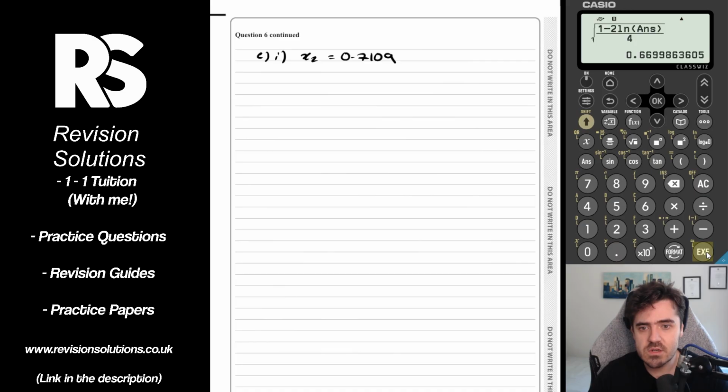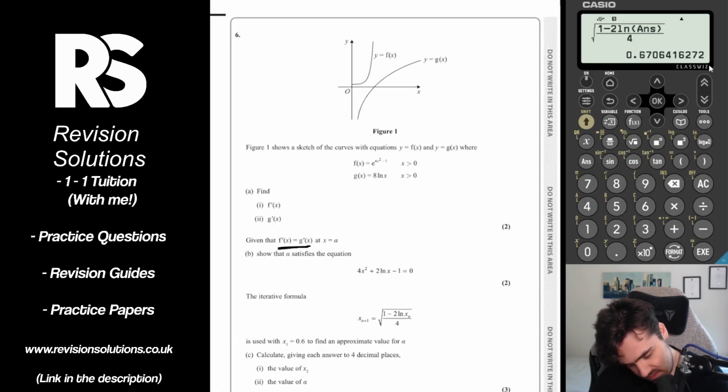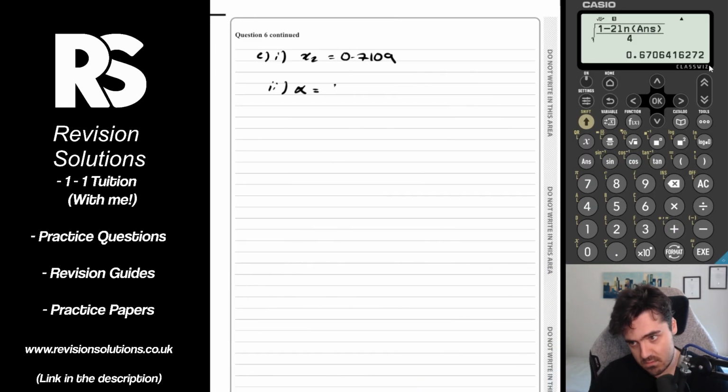So it still looks like it's changing. Still changing. Now it looks like it's starting to settle. So we can see it's not changing at the 4th or 5th decimal place anymore. And it's going to round to 0.6706. That's our value for alpha. They did say alpha, didn't they? Yes. 0.6706. And both of those are to 4 dp.